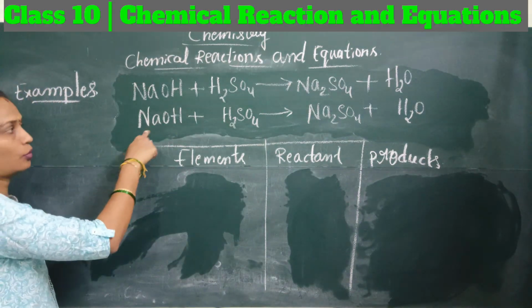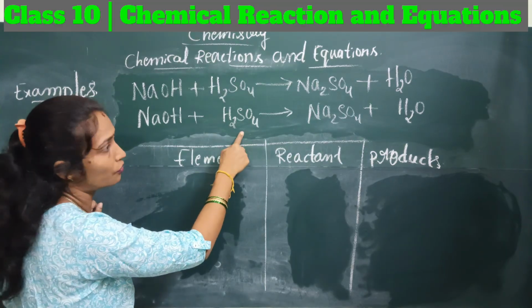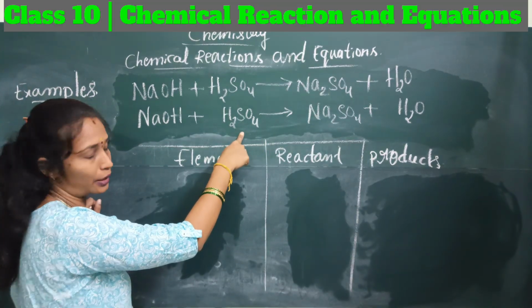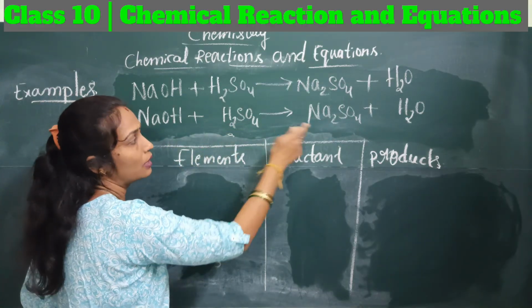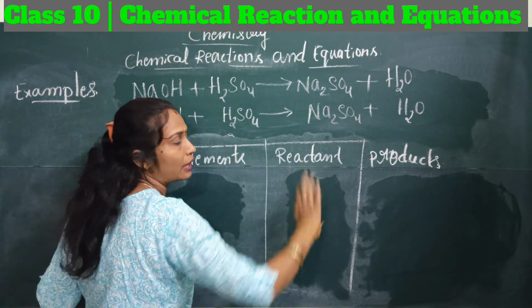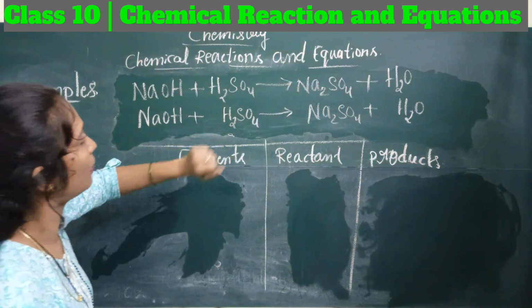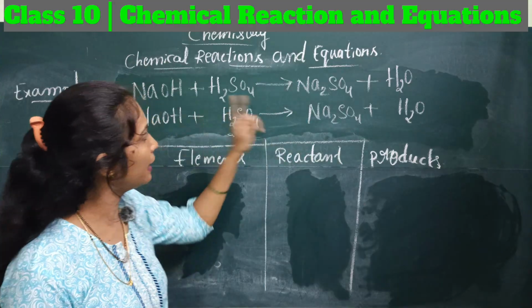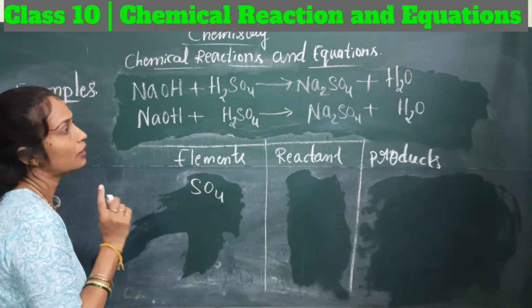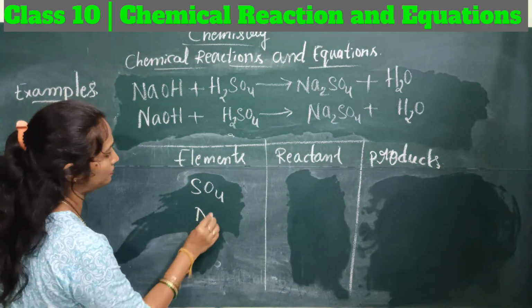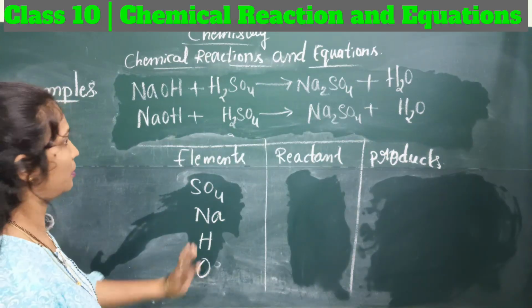When sodium hydroxide, what is this? Sodium hydroxide combines with sulfuric acid. H2SO4 is sulfuric acid. Don't forget this one. Write it down. So this is sulfuric acid and this is sodium hydroxide. Combined, there is a formation of sodium sulfate and water. Okay. So when sodium hydroxide combines with H2SO4, just identify the polyatomic group on both sides. Yes, sulfate. Next, sodium is a metal. Then hydrogen and then oxygen. Only that much is there.